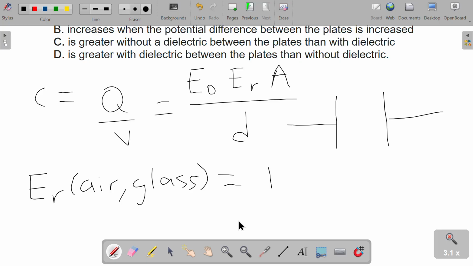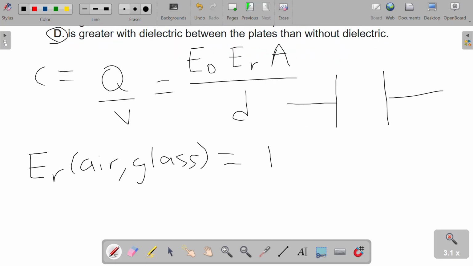And then D says it is greater with dielectric between the plates than without dielectric. That is the answer. With a dielectric, let's say for ceramic or mica, the capacitance will actually be higher because the ER, dielectric constant, is greater than 1. So when it's greater than 1, this will lead to this.